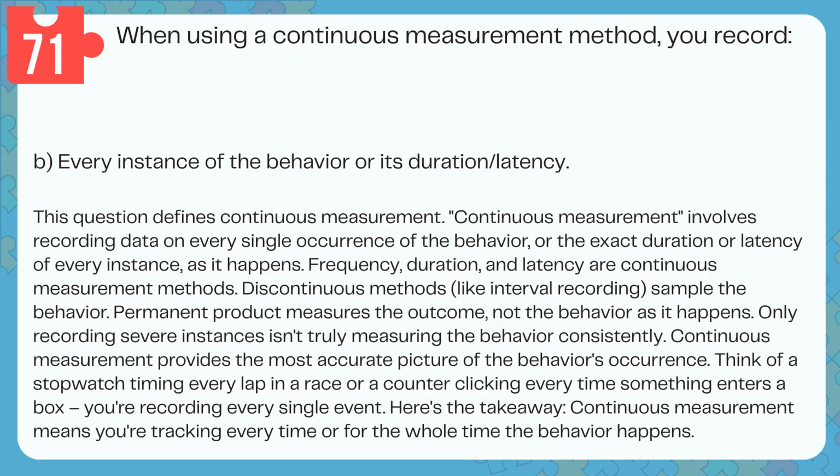Continuous measurement provides the most accurate picture of the behavior's occurrence. Think of a stopwatch timing every lap in a race or a counter clicking every time something enters a box. You're recording every single event. Here's the takeaway. Continuous measurement means you're tracking every time, or for the whole time the behavior happens.